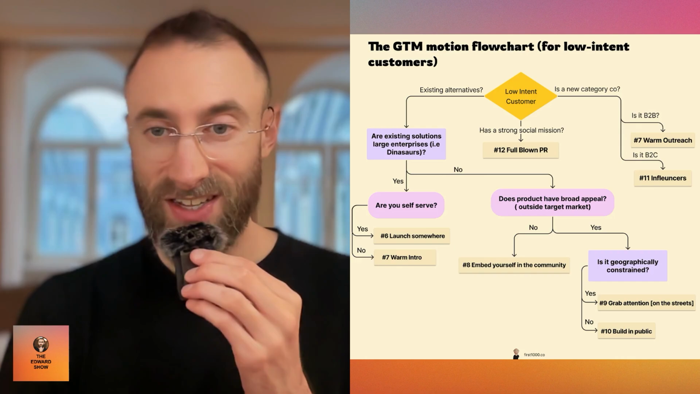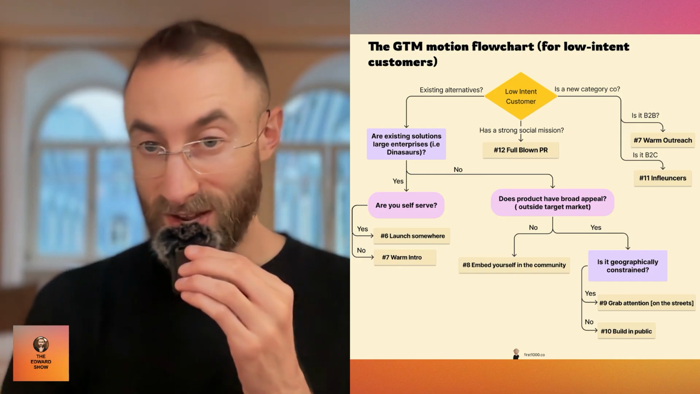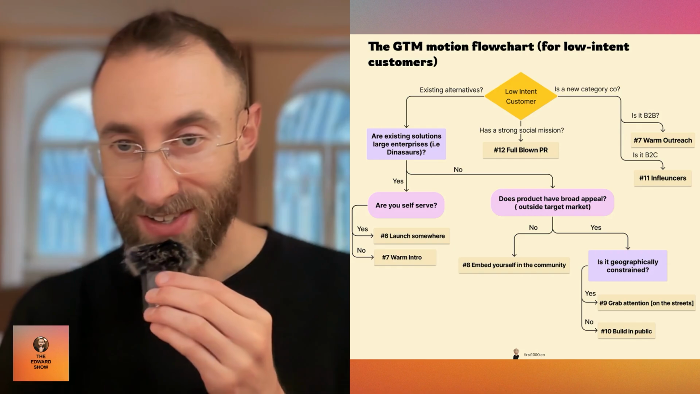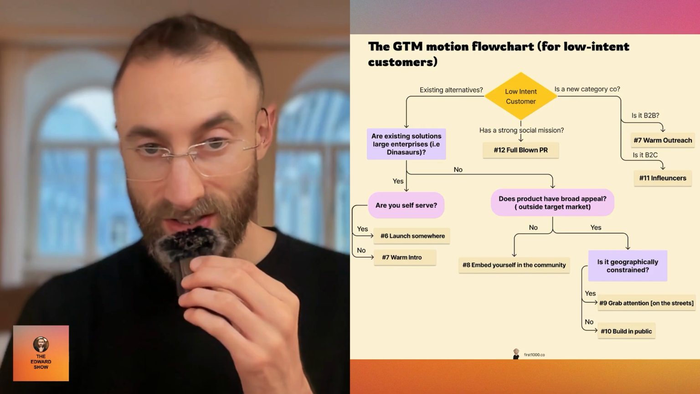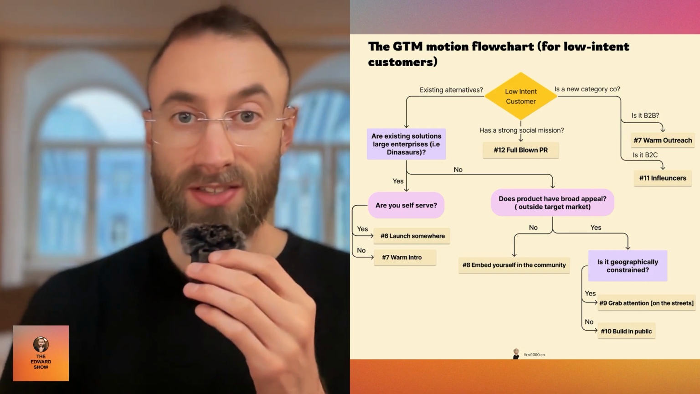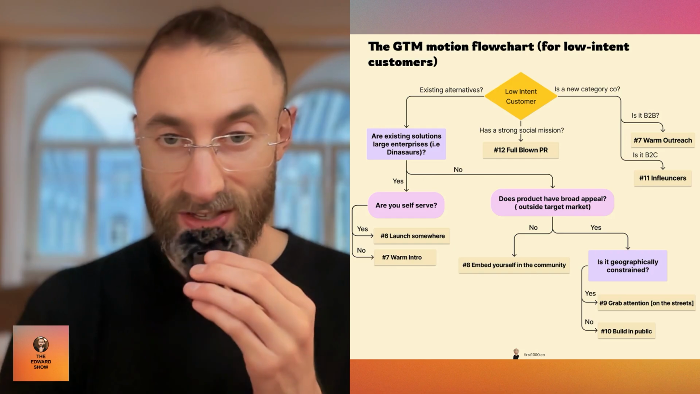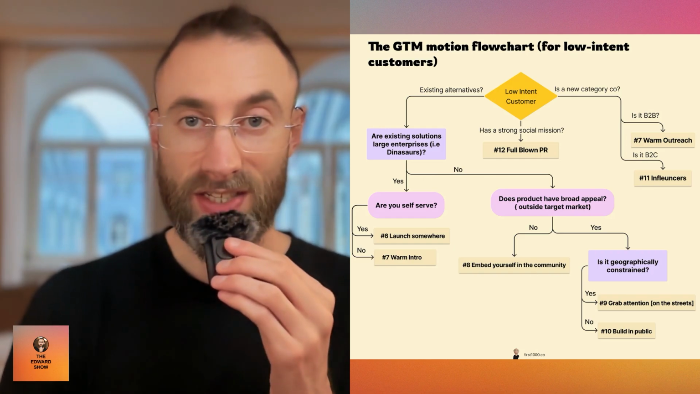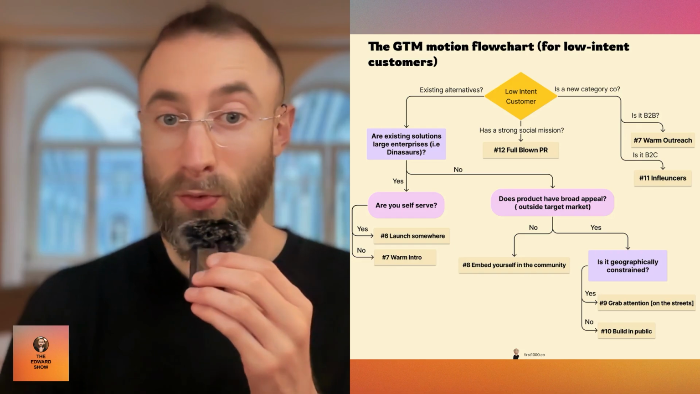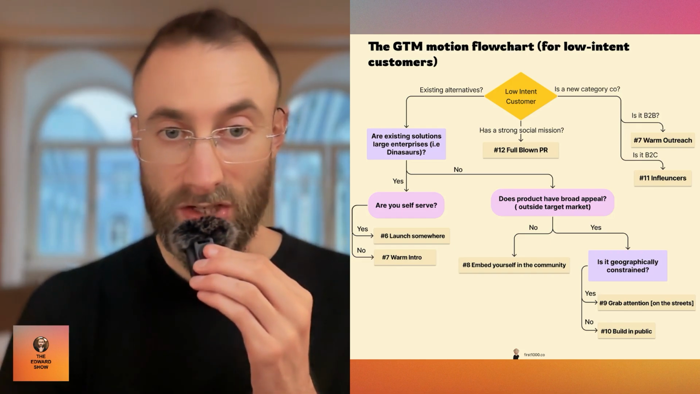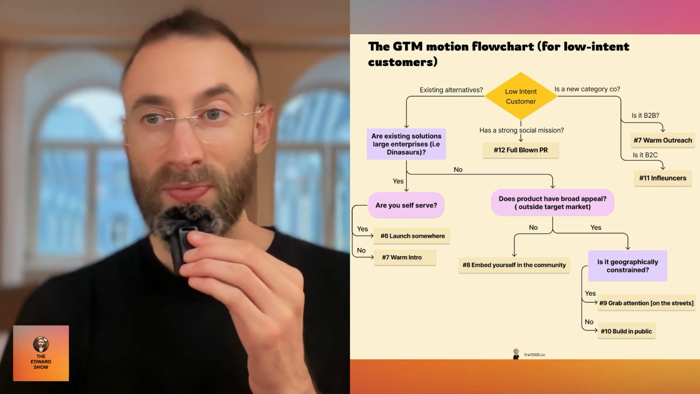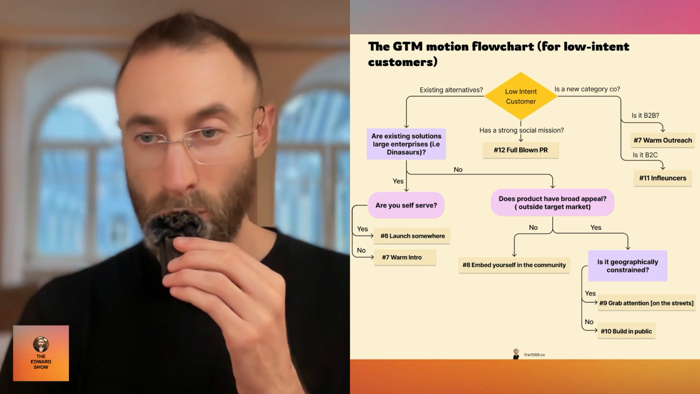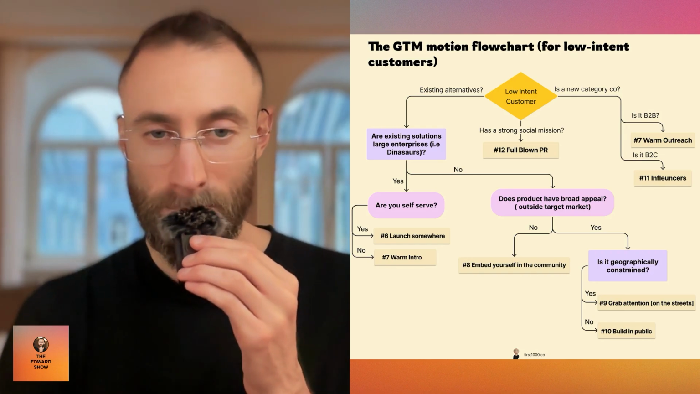So we have the low intent customer. Instead of going to the left or the right, they're going down to the bottom. And that third branch is, does your product have a strong social mission? And there's only one for this, because the other ones are not necessarily. But if the answer is yes, your product has a strong social mission, then full-blown PR is a good strategy. Launch an extensive public relations and marketing campaign focused on the product's social impact to raise awareness and establish credibility.